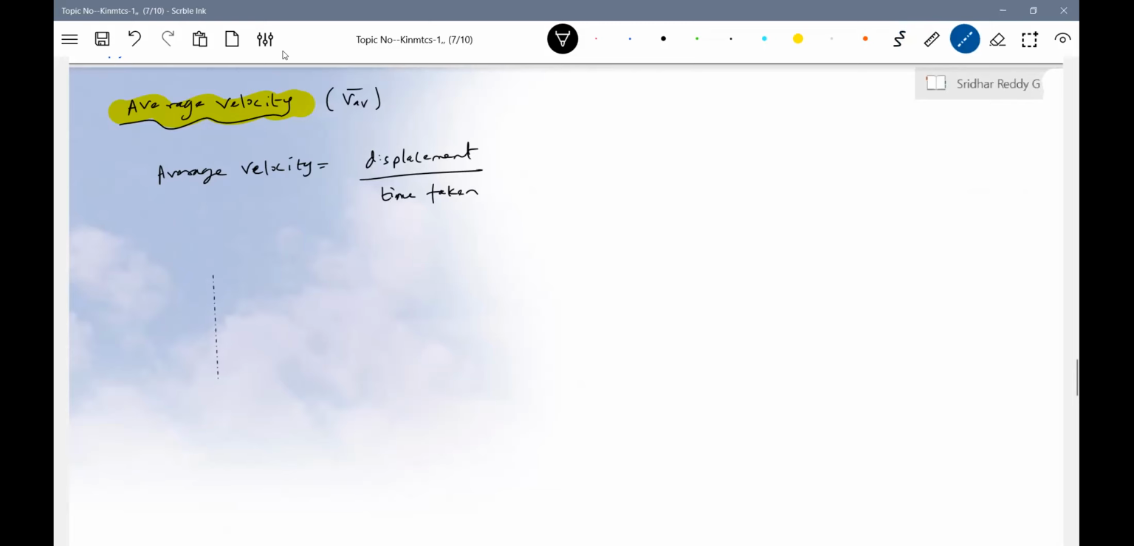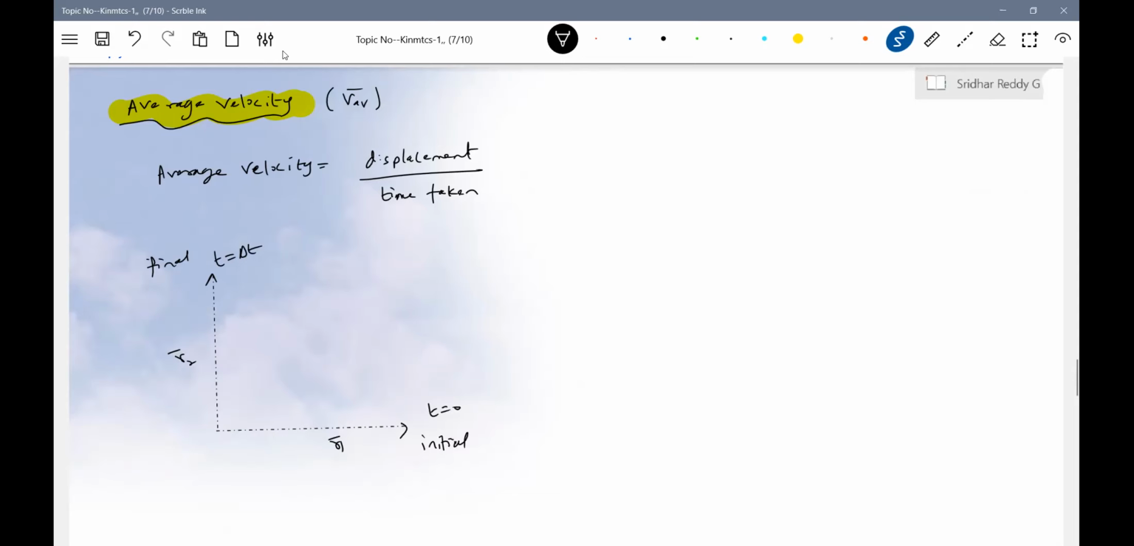Let me, I need some vector ideas. Initially the position is here, or we'll take this as the initial position, and let this be the final position. So we define position vectors R1 bar and R2 bar. At t equals 0, the particle was here. After some time t, the particle is here.